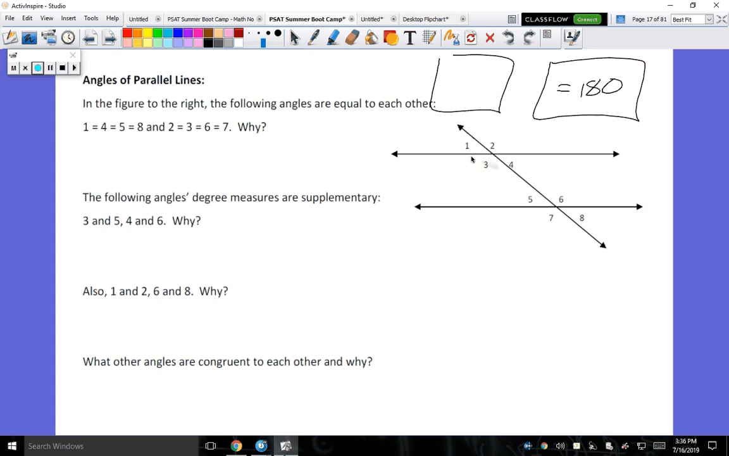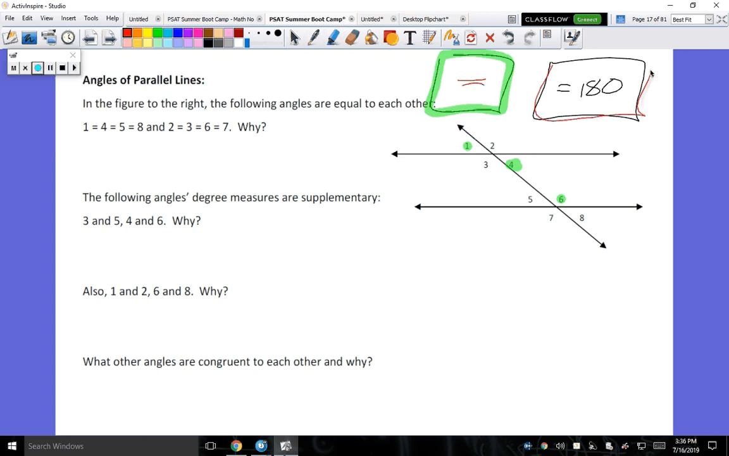Let's pick two other angles. Any of them. 1 and 6. Supplementary. So what is this going to be? What's the other thing that it could be? Not complementary. Equal to each other. Okay? So you could say 1 and 4 are equal.